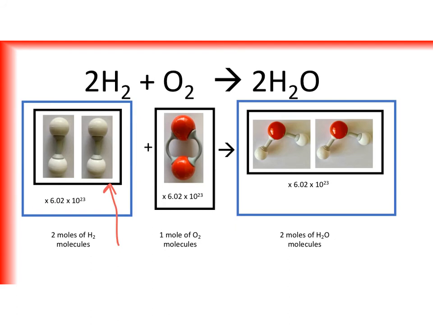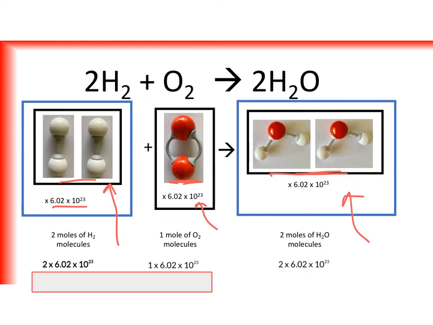If we look at that again in terms of pictures, I have 2 moles of hydrogen molecules. If I times what's in this box by 6.02 times 10 to the 23, I've got a mole of oxygen molecules. If I times this by 6.02 times 10 to the 23, I create 2 moles of water molecules. So I've now added the number of moles at the bottom there. For hydrogen, I've got 2 moles of hydrogen molecules, 1 mole of oxygen molecules, and 2 moles of water molecules.